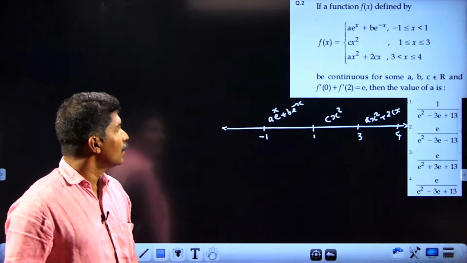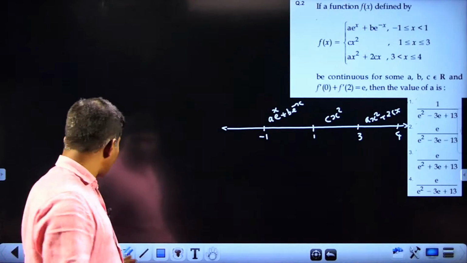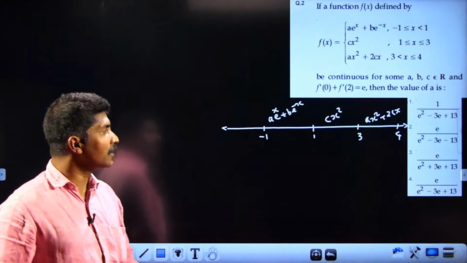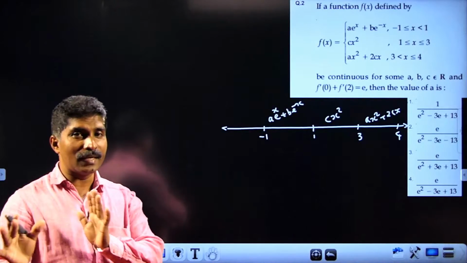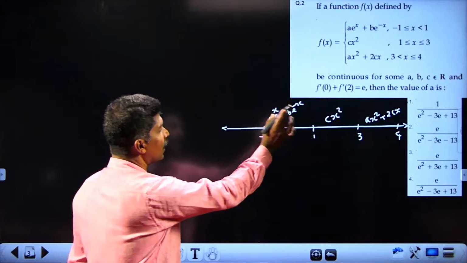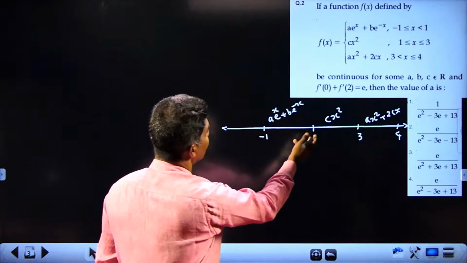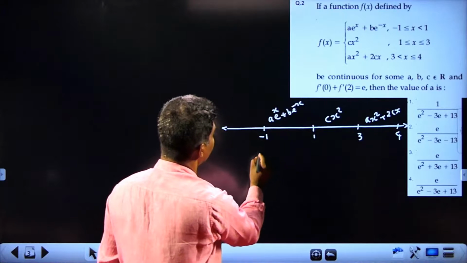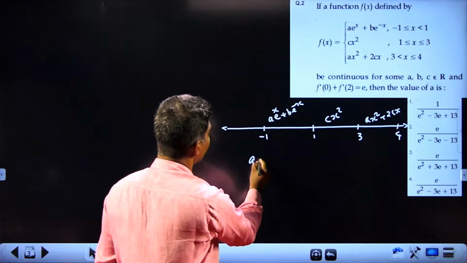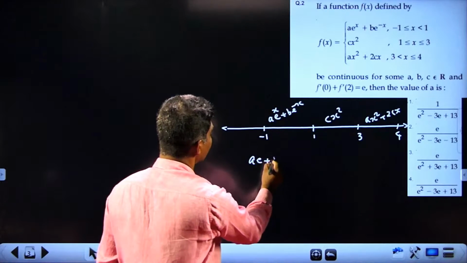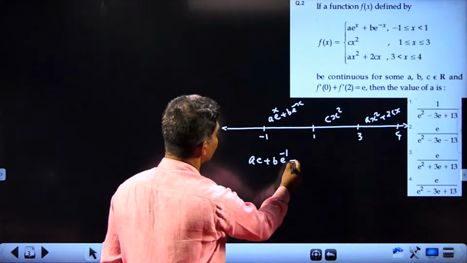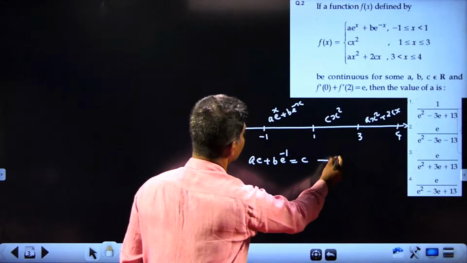First we will apply the concept of continuity. For continuity, what you know is the left hand limit is equal to the right hand limit is equal to the value of the function, which we will apply here at x equal to 1. At x equal to 1, we can see that a into e plus b into e raised to minus 1 is equal to c. That is equation number 1.